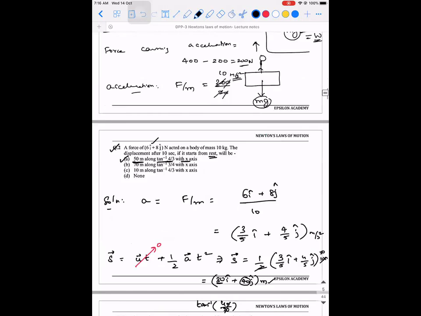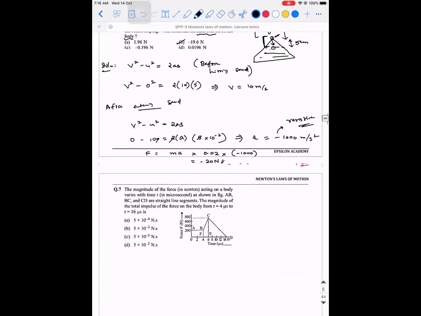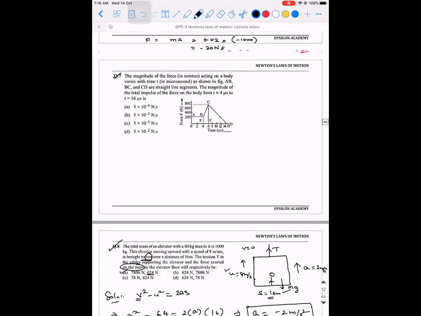So with this concept in mind, let's try to do the seventh problem. The magnitude of the force in Newton acting on a body varies with time, as shown in the figure. AB, BC, CD are straight line segments. The magnitude of the total impulse of the force on the body from t equal to 4 seconds to t equal to 16 microseconds.